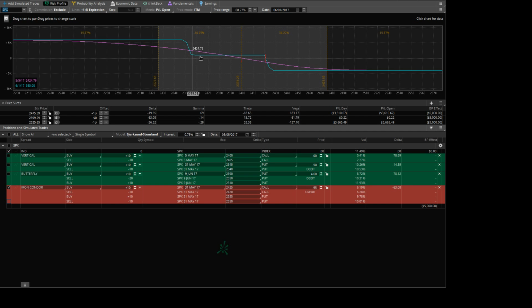But if nothing happens, if it stays in this region between 2,350 and 2,420, then the position expires and all of the legs of the position expire out of the money, and you get to keep the 95 cents. That's a lot of money. I mean, that's the $950 that you get to keep if nothing happens. So it's a very interesting, attractive position.